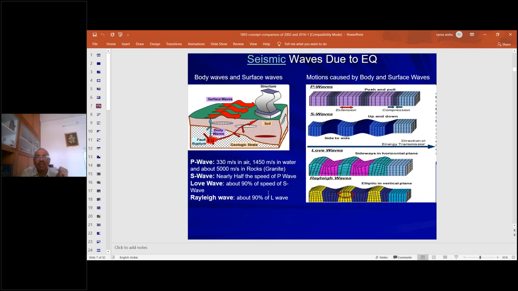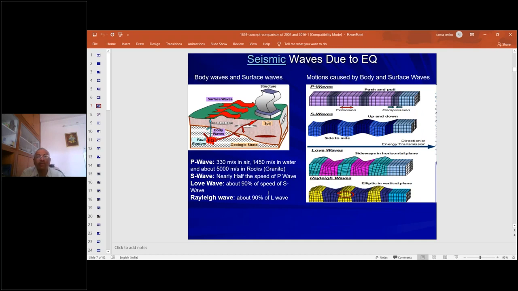Then the secondary waves have a side to side motion. Then the Love waves, they are side waves in a horizontal plane actually. Then Rayleigh waves, they are the most devastating earthquake waves. They are elliptical in the vertical plane actually. So these are all the different kinds of waves that get generated due to the earthquake.